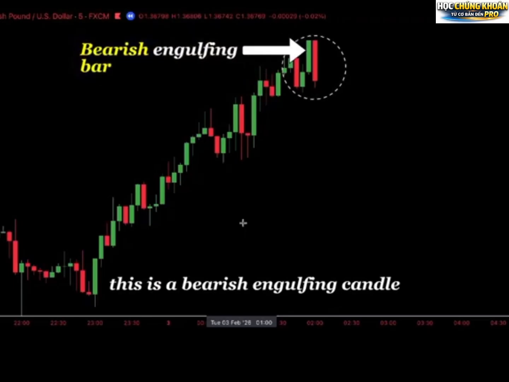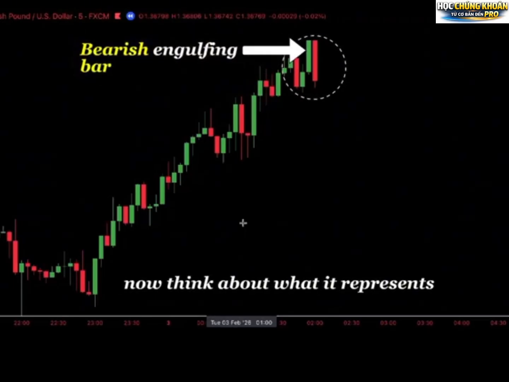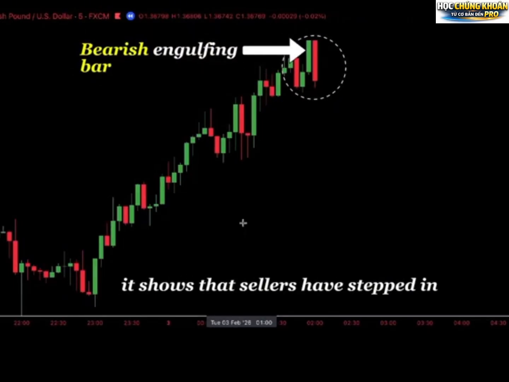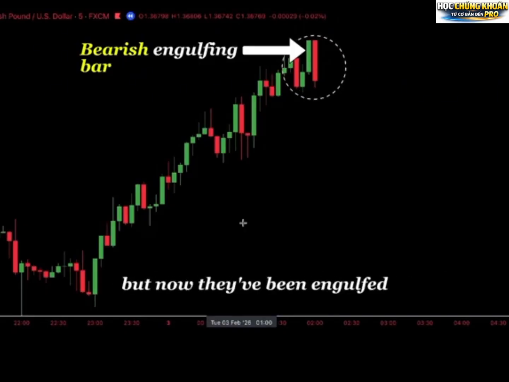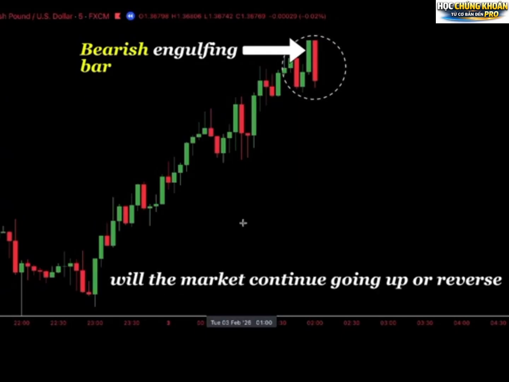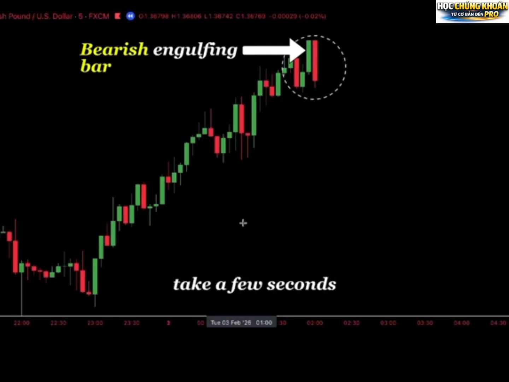This is a bearish engulfing candle. Now think about what it represents. It shows that sellers have stepped in and completely overwhelmed buyers. A moment ago, buyers were in control, but now they've been engulfed. So what do you expect next? Will the market continue going up or reverse? Take a few seconds.